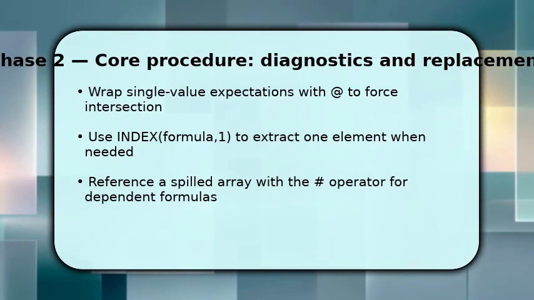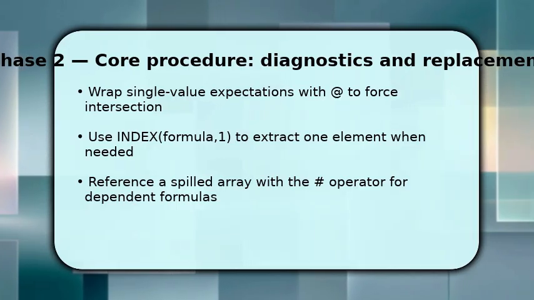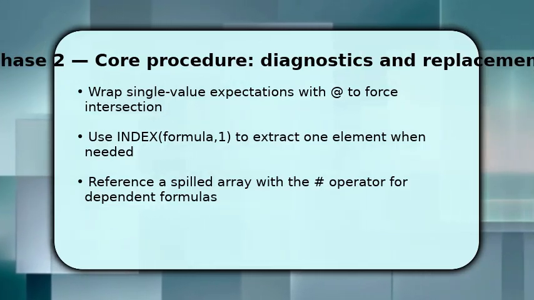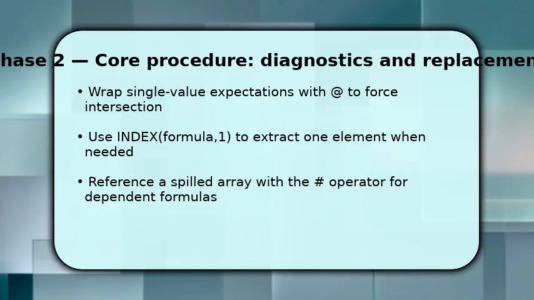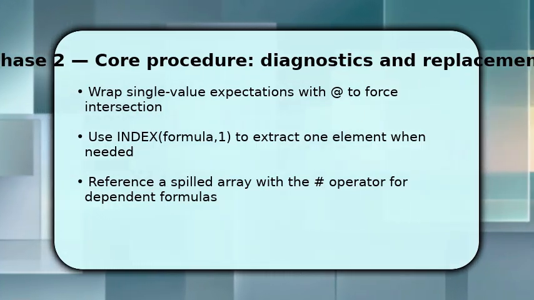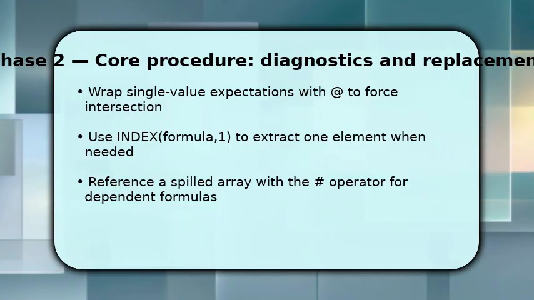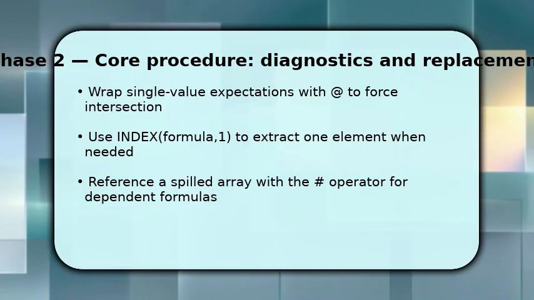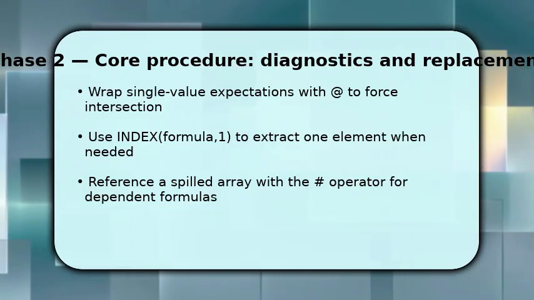Now you focus on the formula itself. If you expected one value but Excel returns a spill, use the @ operator to force implicit intersection. That tells Excel you want a single item. Alternatively, use INDEX(your formula, 1) to take the first element. This avoids unwanted arrays. For dependent formulas, reference the spilled range using the hash operator, for example A1#.